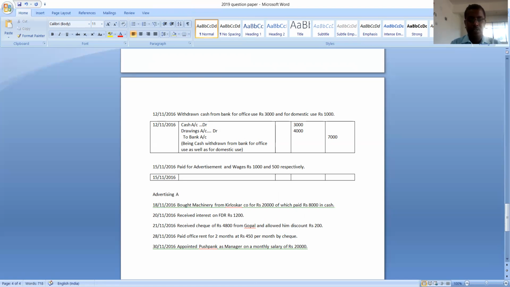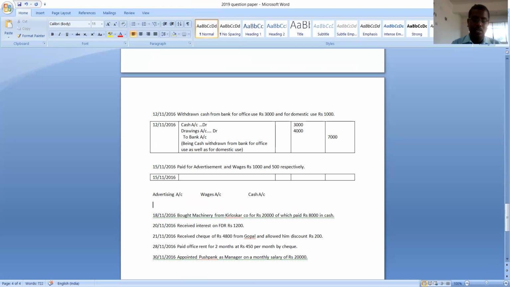One is advertising account and another one is wages account. And another one is which account? Paid indicates what? It indicates cash account. So advertisement account, wages account and cash account are three accounts. Advertisement account is which account? It is a nominal account because it is an expense. Wages account is which account? It is also a nominal account because it is also an expense. And cash is which account? It is a real account because it is an asset.